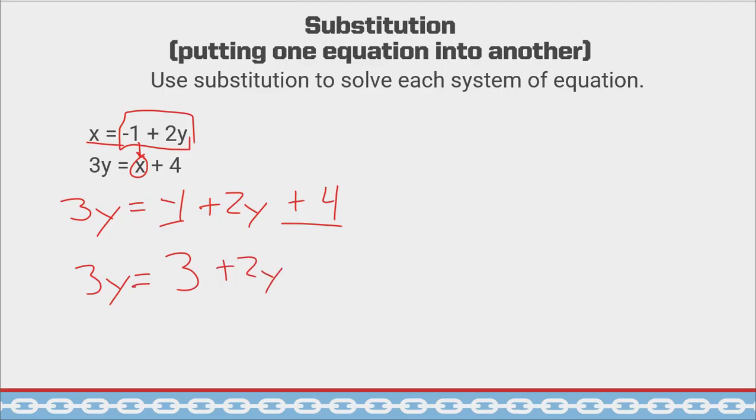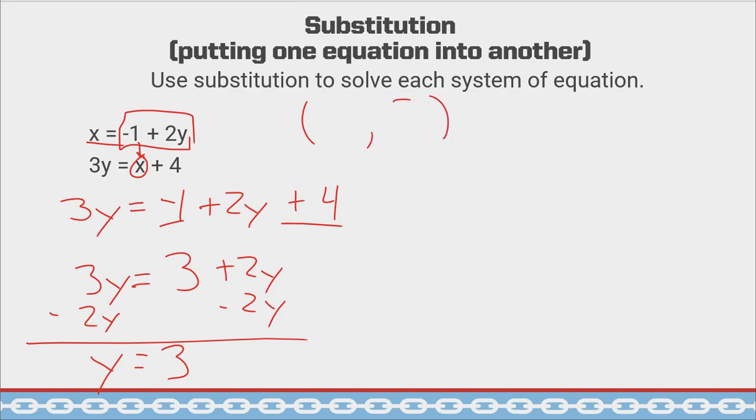And then I would move away this 2y, right? Subtract 2y from both sides. That leaves me with y equals 3. Okay, and just like the last problem, this is only part of my solution. I only have the y part of the solution, and I need the x part as well.